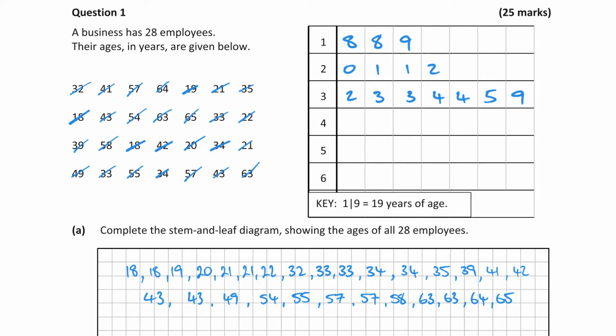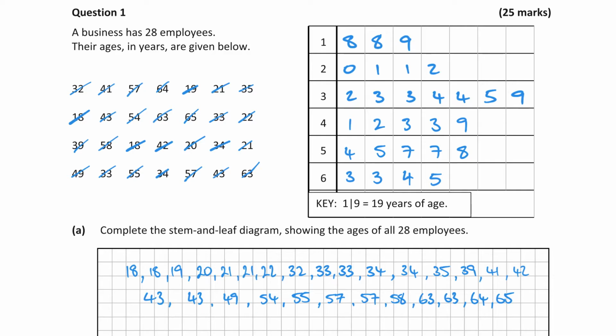Now we're looking at our 40s, and we'll have 41, 42, 43, 43, and 49. Then our 50s, so 54, 55, 57, 57, and 58. And the last ones there are 63, 63, 64, and 65. So that would be your stem and leaf diagram filled in.